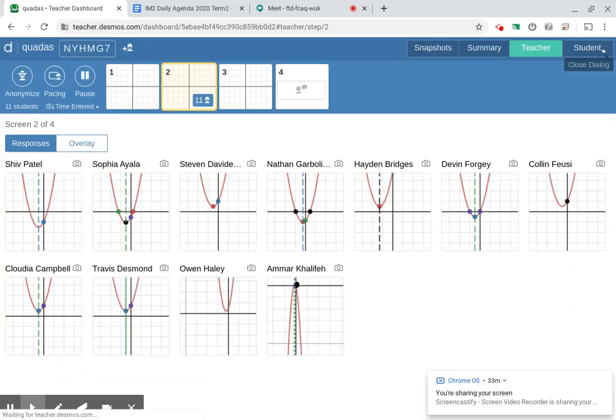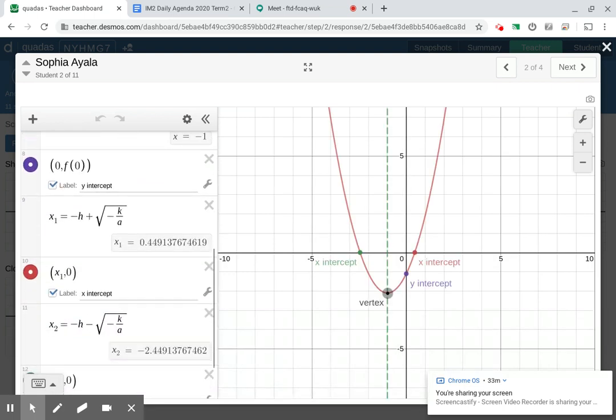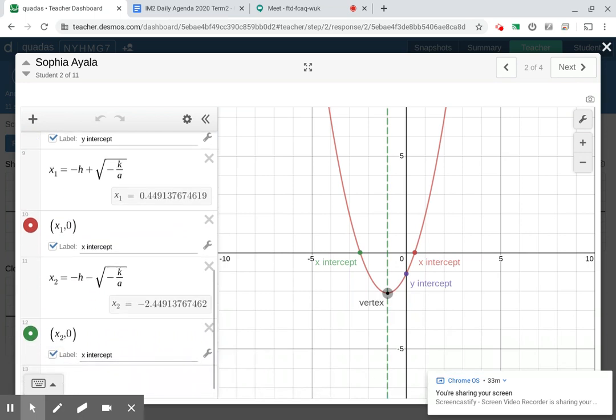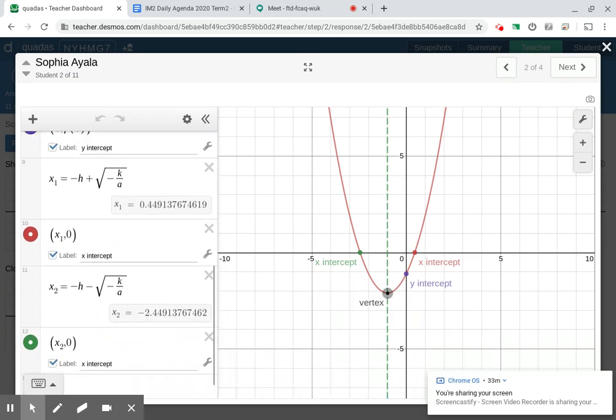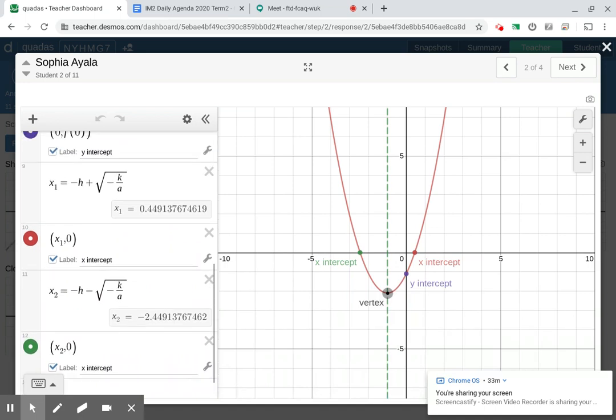Let me close this. So let me look at somebody's. Good. Nice. Oh, nice. Good job, Sophia. You didn't need the parentheses, huh? How'd you do it without the parentheses? Let's see. It looks nicer without the parentheses.